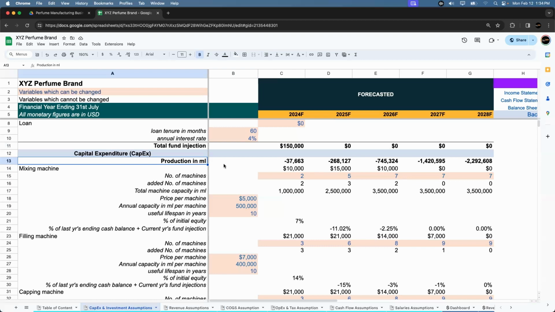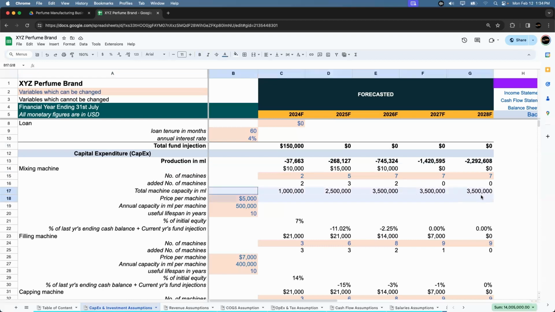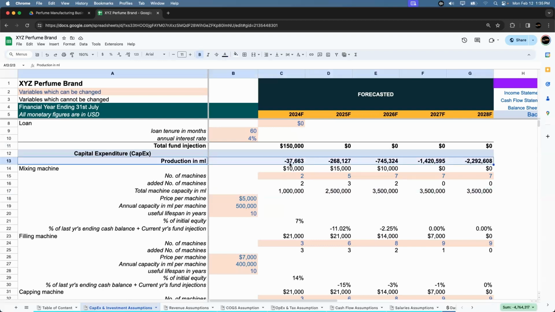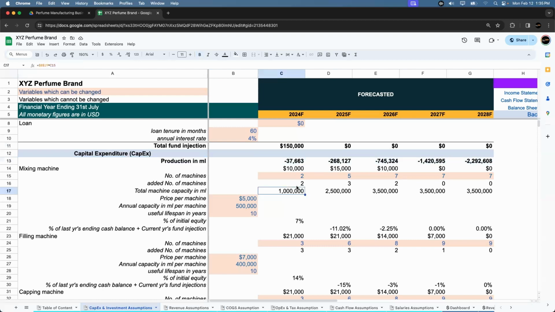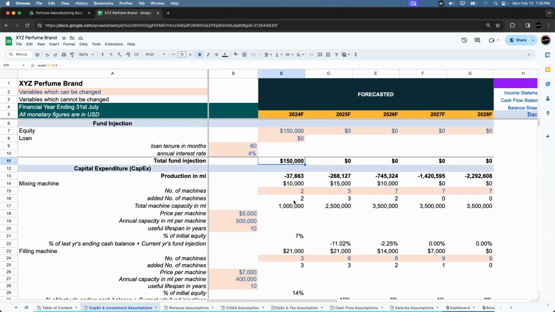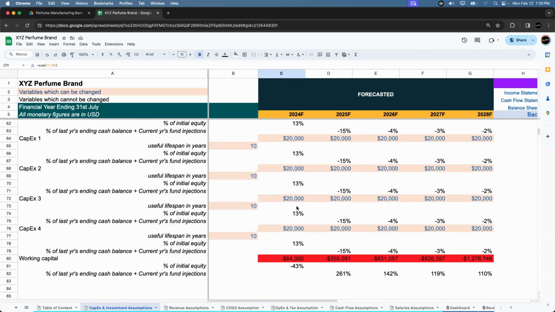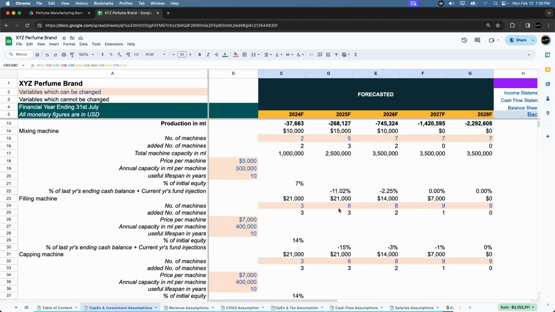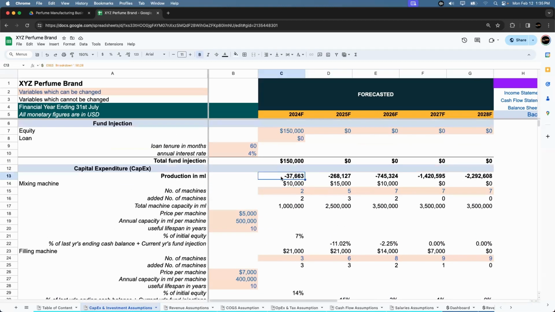So this is the production capacity, and through these machines, you can see the capacity of the machines, and this is the production in milliliters. So let's say this is negative. The reason this is negative is because your investment does not support the business. As you can see, it's red. I'm gonna dig into this later, but I'm gonna make this positive later on.